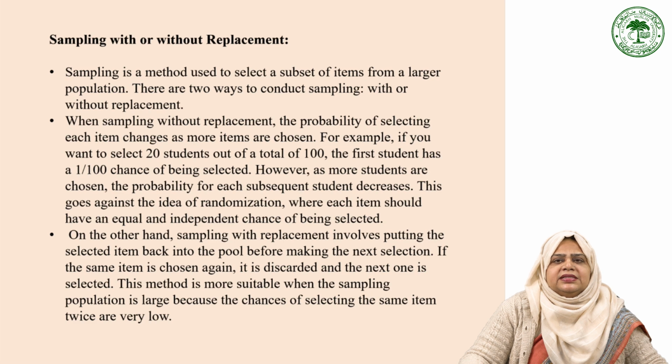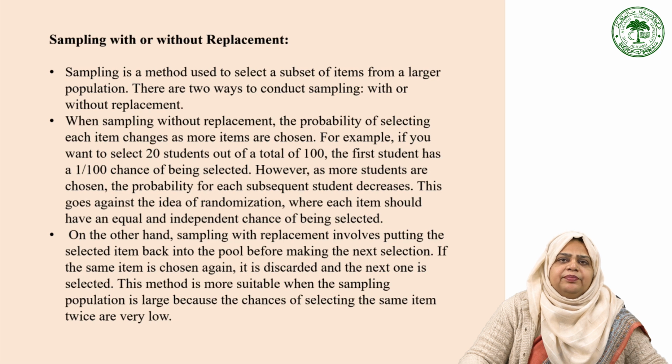On the other hand, sampling with replacement involves putting the selected element back into the sampling population. This means that it could be chosen again in future selections. However, if the sampling population is large enough, the chances of selecting the same element twice are quite low. Sampling with replacement allows for each element to have an equal and independent chance of being selected in every selection, which aligns more closely with the concept of randomization.